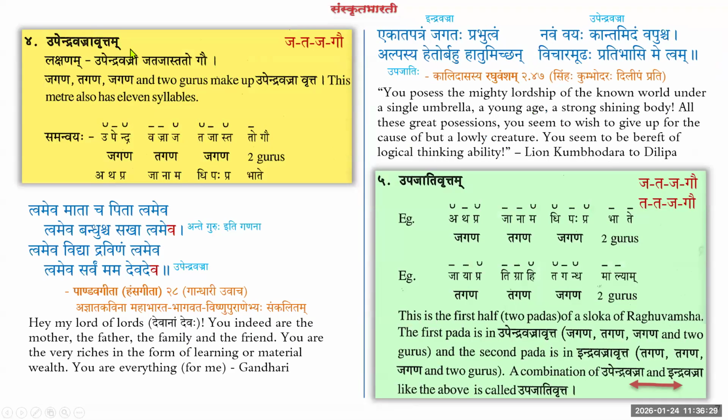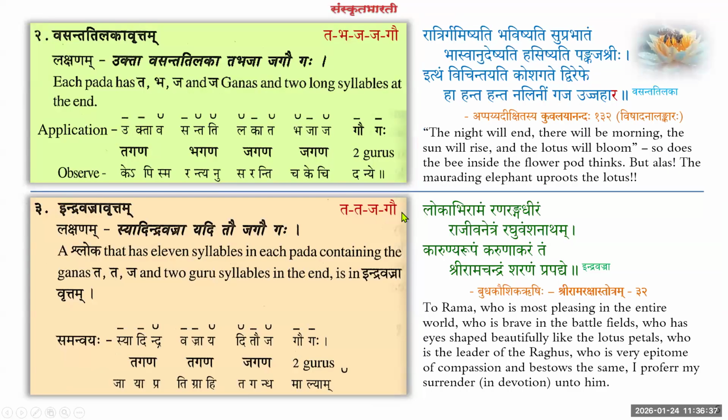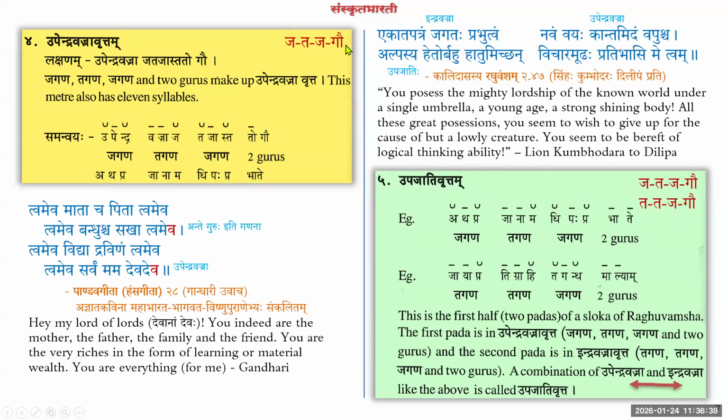Okay. Upendra Vajra Vrittam. If you see the name, it is Upa Indra Vajra. So, a subtle variation. Indra Vajra was Tata Jagau; this is Jata Jagau. That's all. One character varies, actually. Jata Jagau, Tata Jagau, Jagana Tagana. Here only it is apparent. See, Lagu Guru Lagu is Ja, Guru Guru Lagu is Ta.